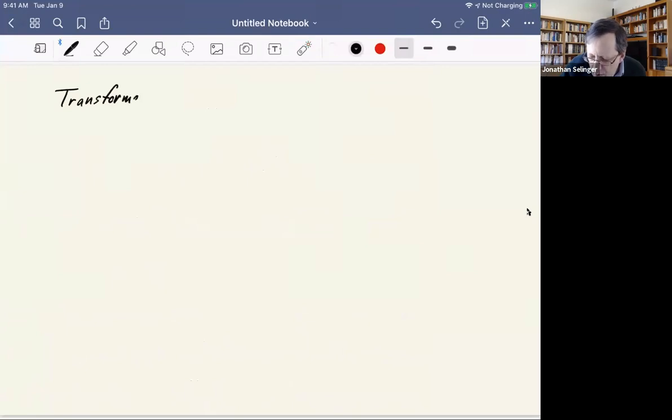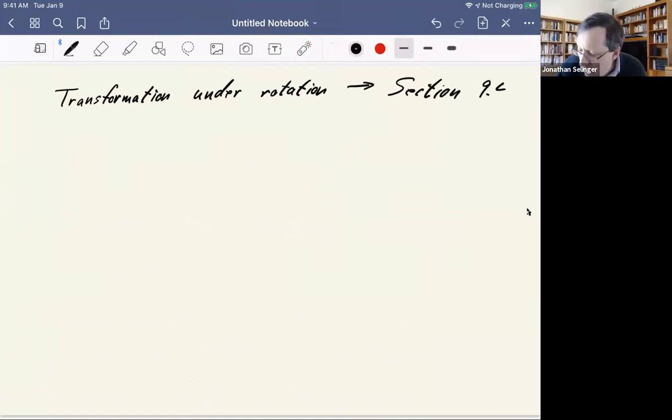Okay, so for transformation under rotation, please see section 9.4. I'm going to skip that for now. And I want to go on to a different kind of transformation. That is transformation under inversion.